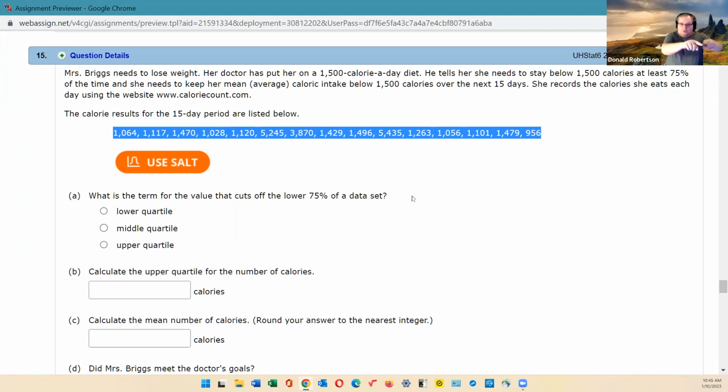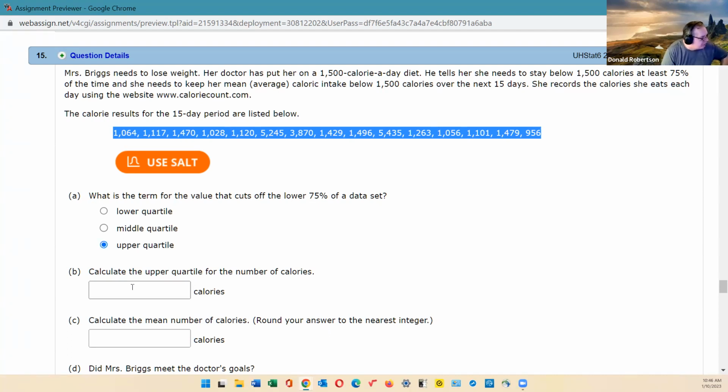Now, if you remember, 1 quarter, 2 quarters, 3 quarters, 4 quarters. So if you're talking about what term, what number, cuts off the lower 75, that would be the upper quarter. Because if you're at the 3/4 mark, wouldn't the rest of them be to the left of that?